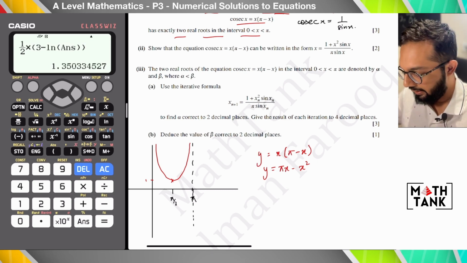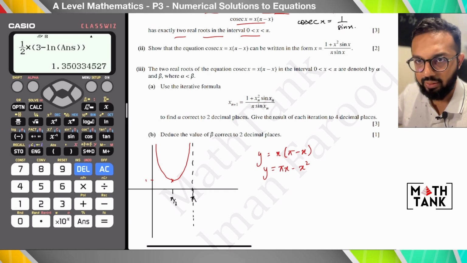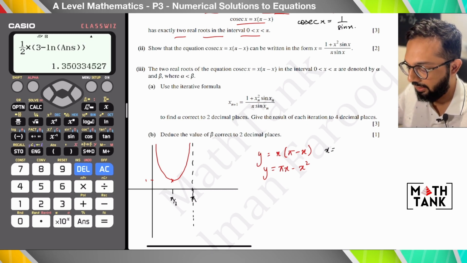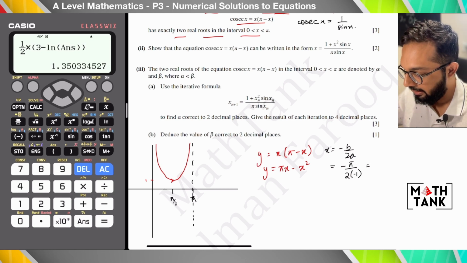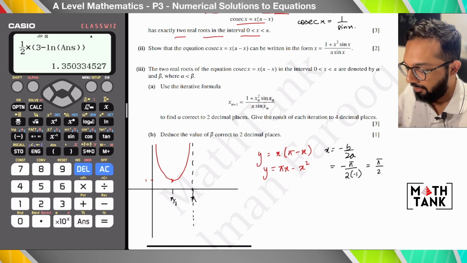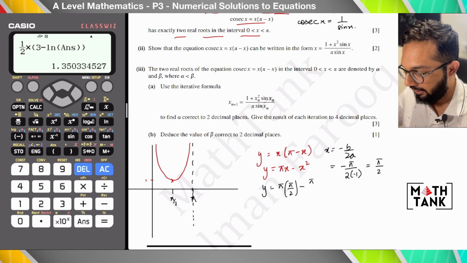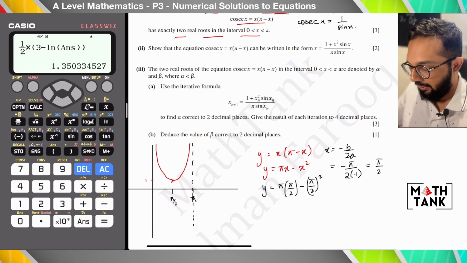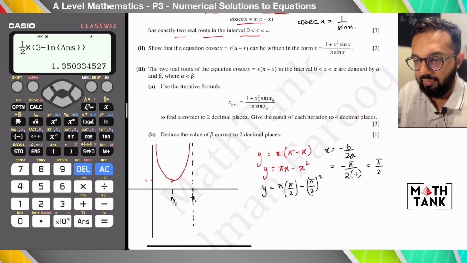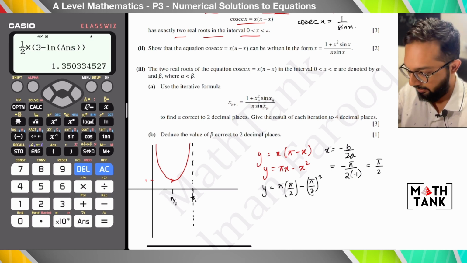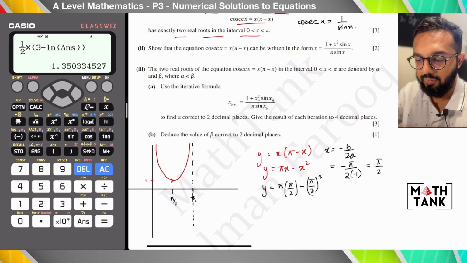So what I feel is that I could calculate the turning point either by putting it on a calculator, or say that the x-coordinate of the turning point is minus b over 2a. So minus pi over 2 times minus 1. That tells me that the turning point is at pi over 2. But what's the value of y at x equals pi over 2? So let's calculate that. So this becomes pi squared over 2 minus pi squared over 4.